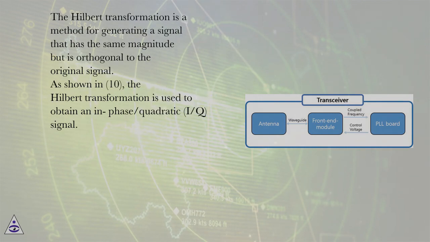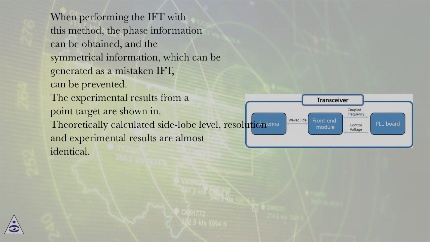The Hilbert transformation is a method for generating a signal that has the same magnitude but is orthogonal to the original signal. As shown in (10), the Hilbert transformation is used to obtain an in-phase/quadrature, IQ, signal. When performing the IFT with this method, the phase information can be obtained, and the symmetrical information, which can be generated as a mistaken IFT, can be prevented. The experimental results from a point target are shown in the figure. Theoretically calculated side lobe level, resolution and experimental results are almost identical.